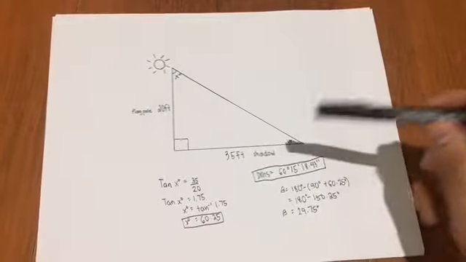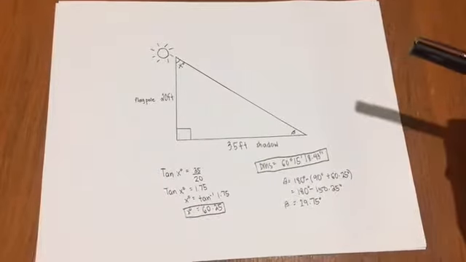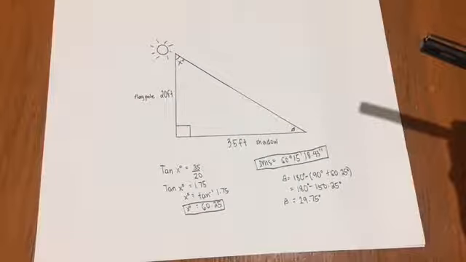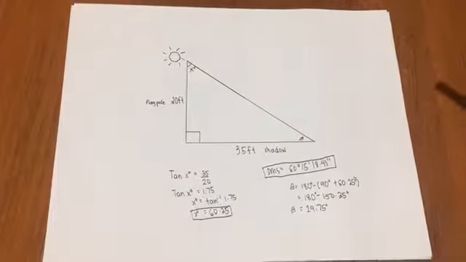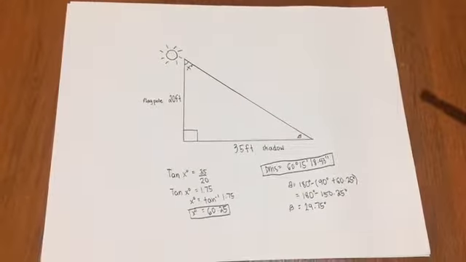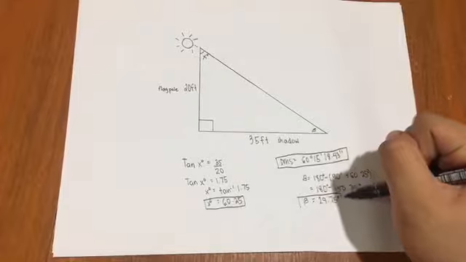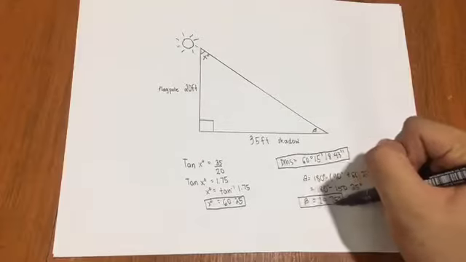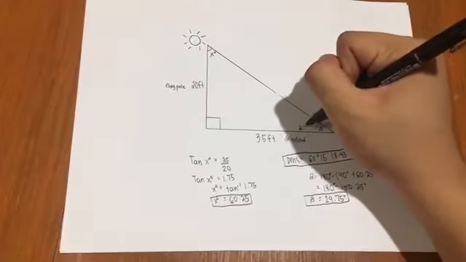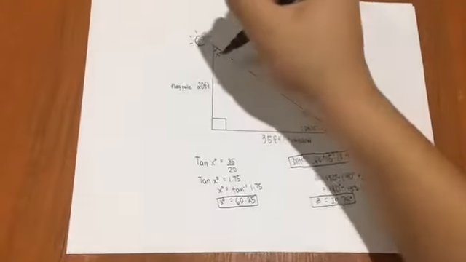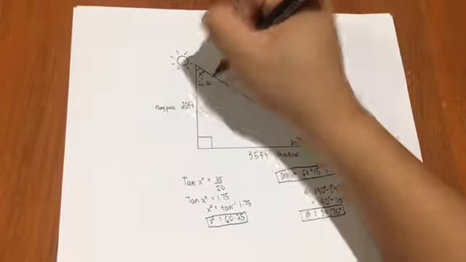So to find the angle of the sun when it forms with the shadow, beta is 180 degrees minus the sum of 90 degrees plus 60.25 degrees. So 180 degrees minus 150.25 degrees, and the answer is 29.75. It is the angle of the sun when it forms with a shadow. 29.75 degrees, and this one is 60.25 degrees.